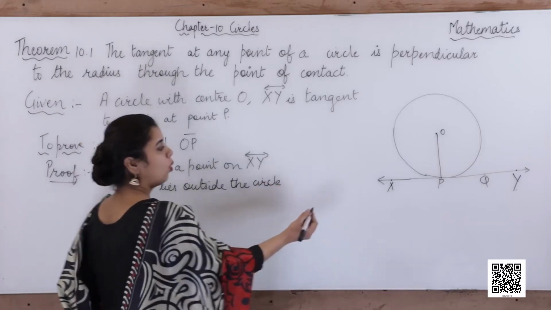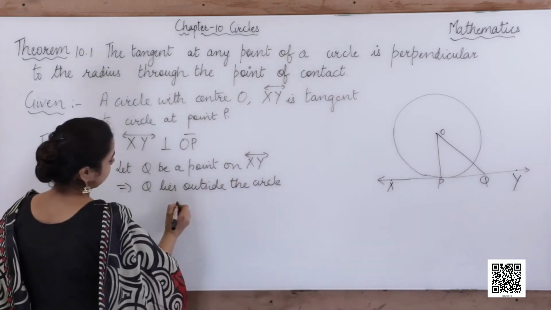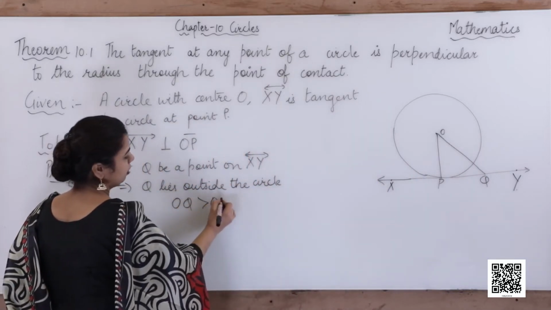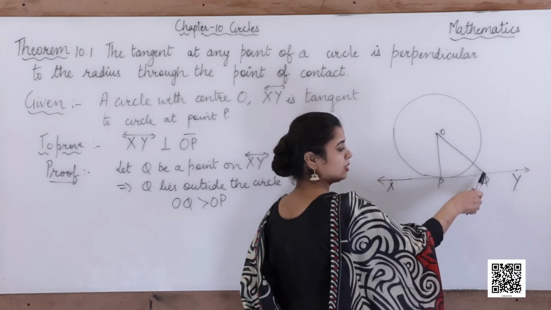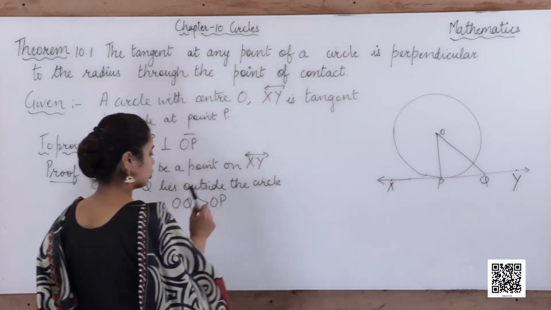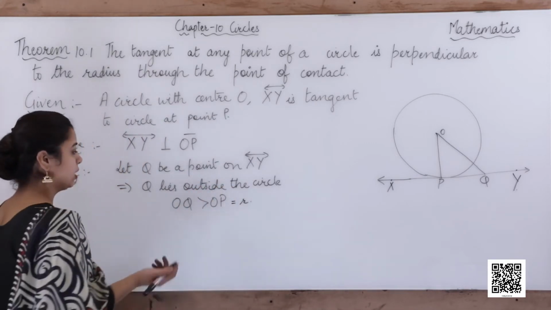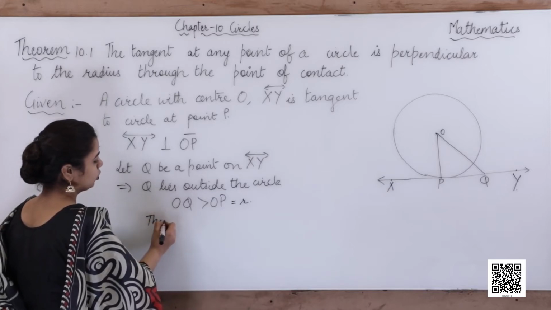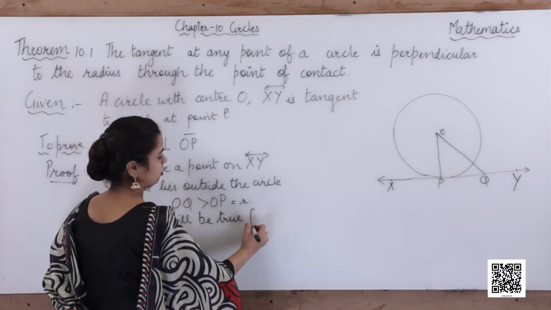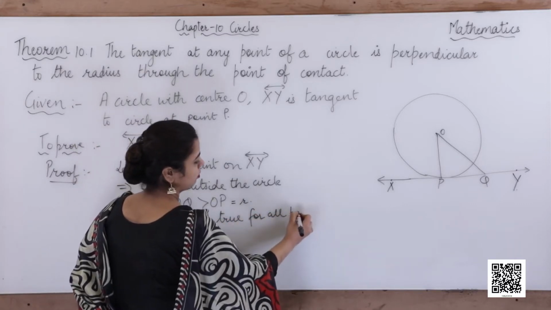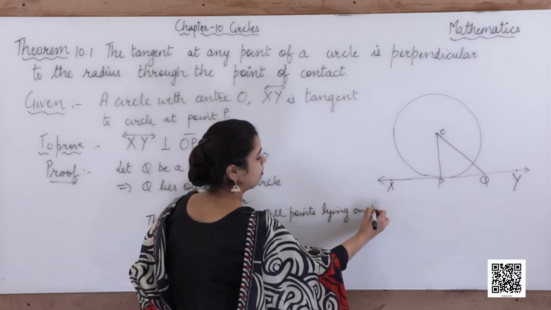So if we join O with Q, can we say that OQ is greater than OP? Because Q is lying outside the circle, the distance of Q from the center will certainly be greater than the radius of the circle, because OP is the radius of the circle. So OQ is greater than OP. Similarly, this will be true for all points lying on XY except P.